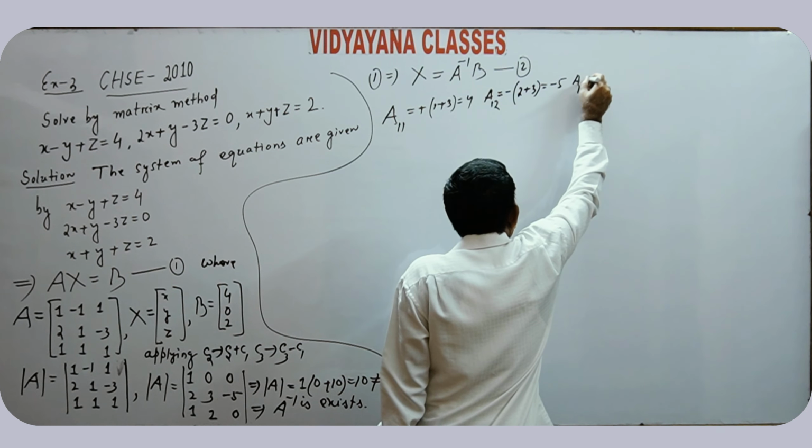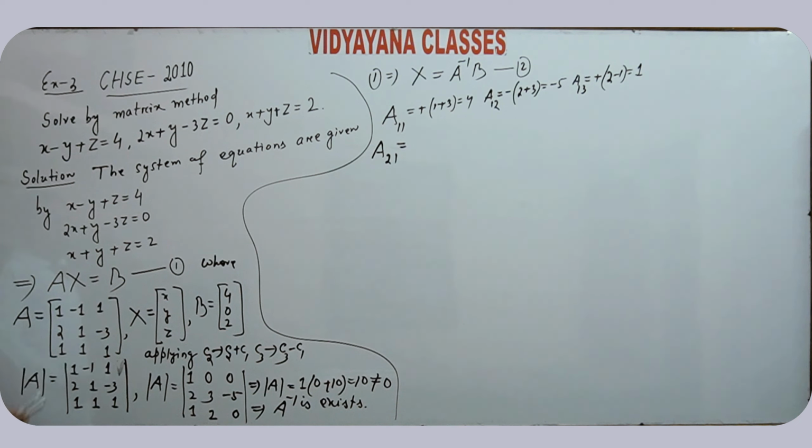A21. The element of second row and the first column, deleting this and this, it gives minus 1 minus 1. Its sign is negative. Minus 1 minus 1 that is equal to 2.